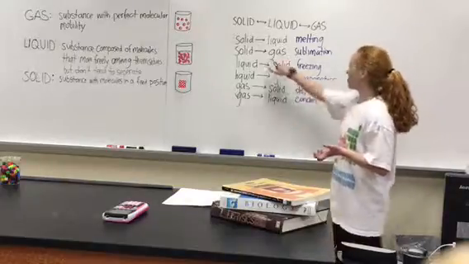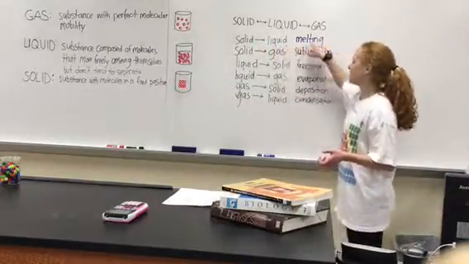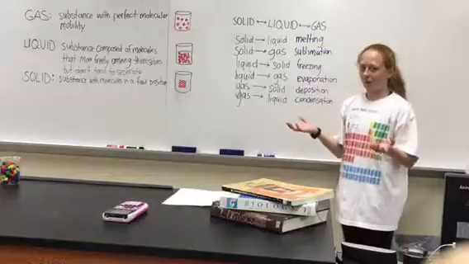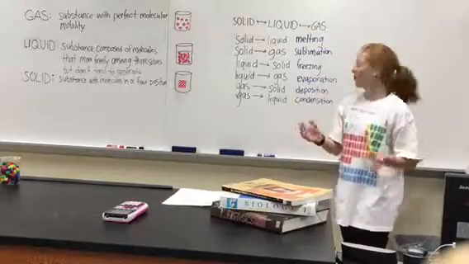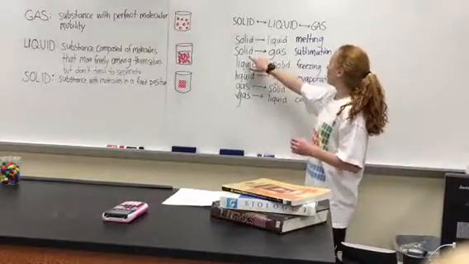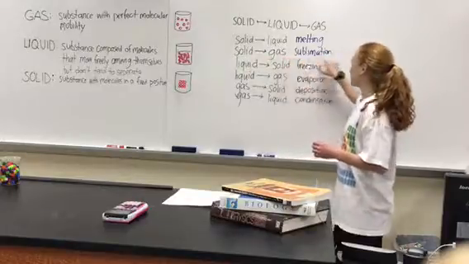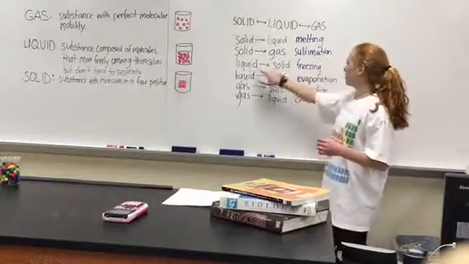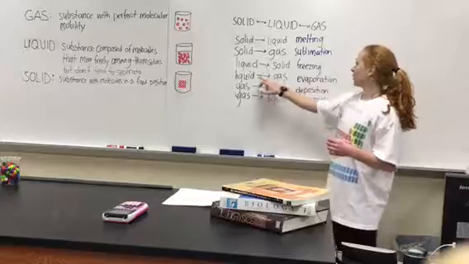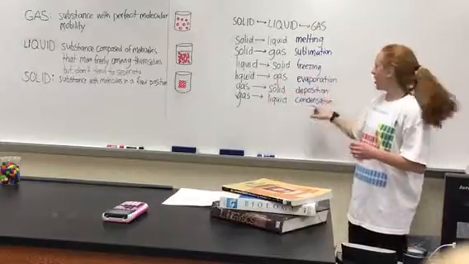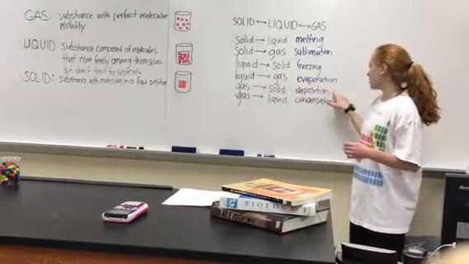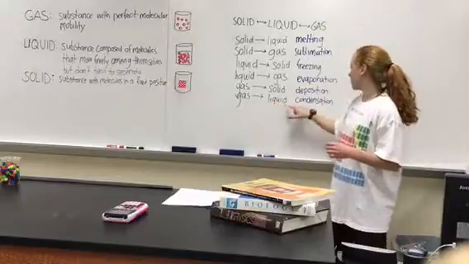These are the definitions. Going from a solid to a liquid is known as melting, and I'm sure you guys probably know what that is. You have seen snow melt and stuff like that. Going from a solid to a gas is known as sublimation. Liquid to a solid is freezing. Liquid to a gas is evaporation. Gas to solid is deposition, and gas to liquid is condensation.